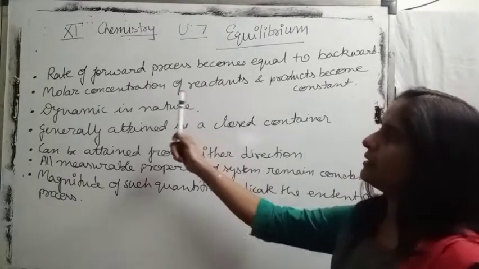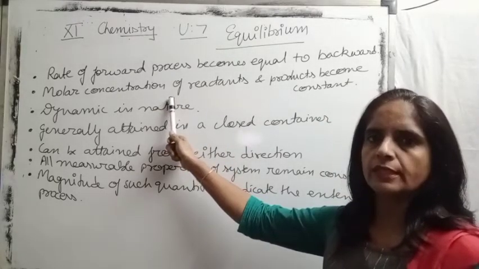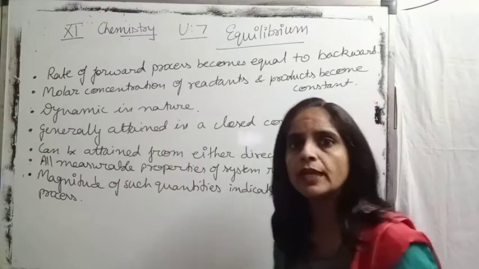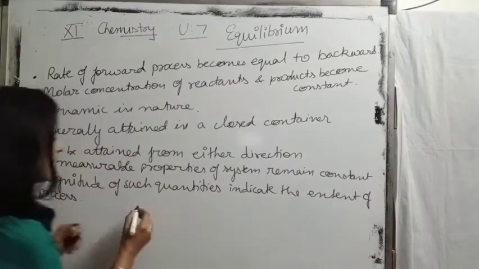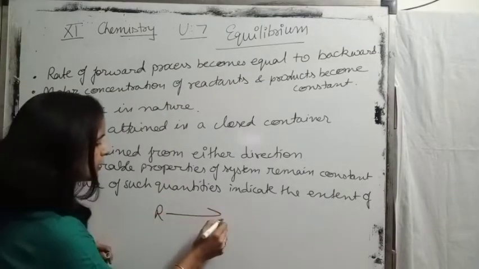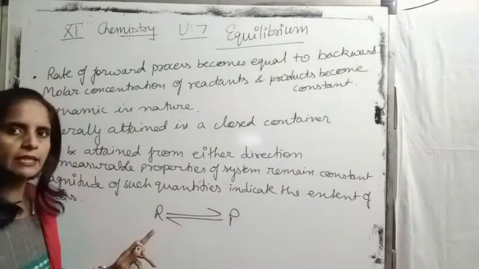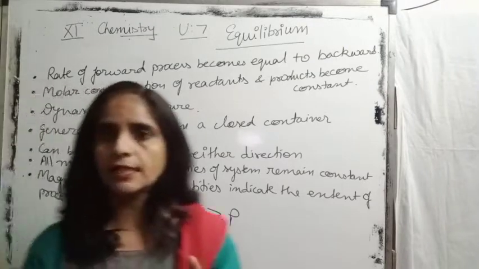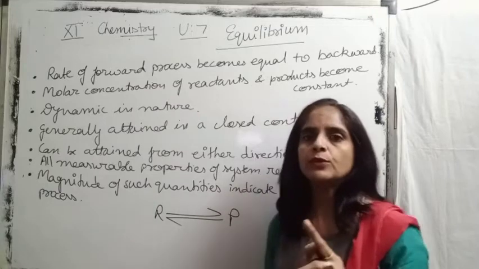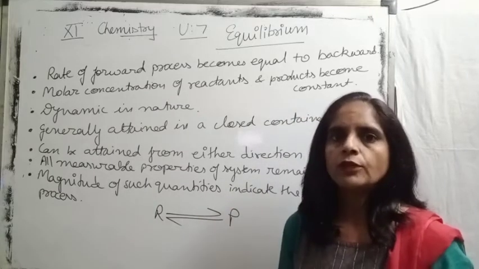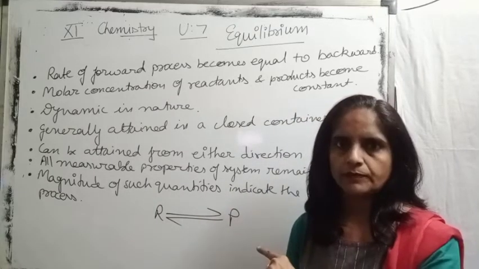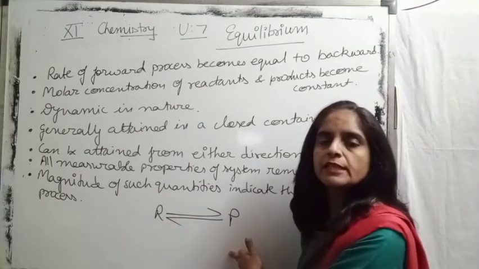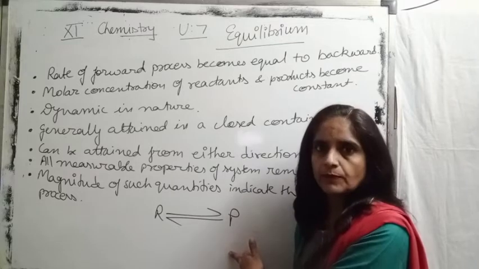Or we may explain in terms of molar concentration. We can say whenever the molar concentration of reactants and products becomes constant. Like these are the reactants, they are converting into product. So whenever the molar concentration of reactants and products becomes constant, children please be careful, I am using the term constant, not equal. Equilibrium doesn't mean that the molar concentration of reactants and products becomes equal, not necessary.